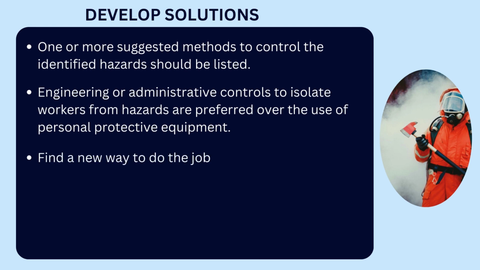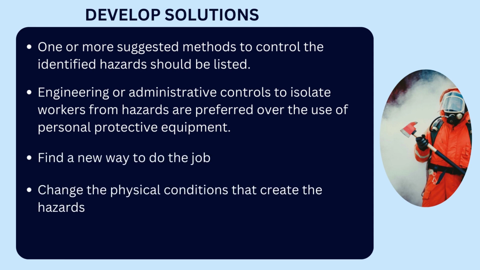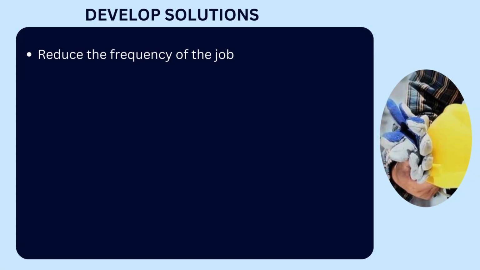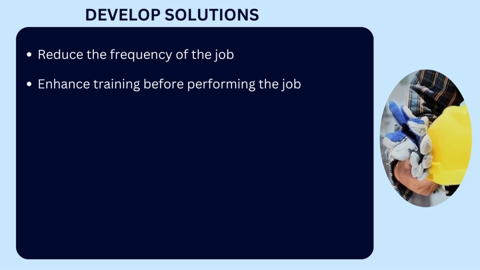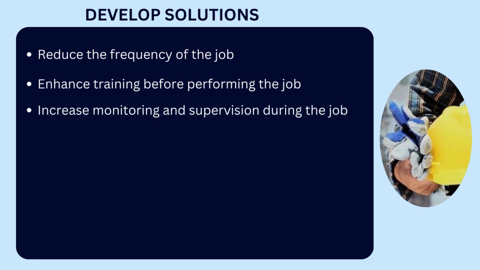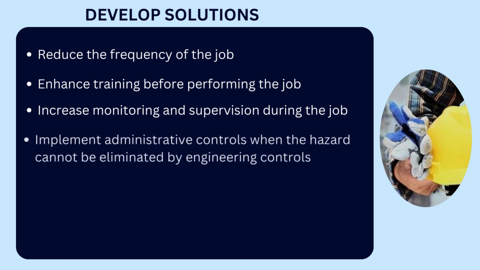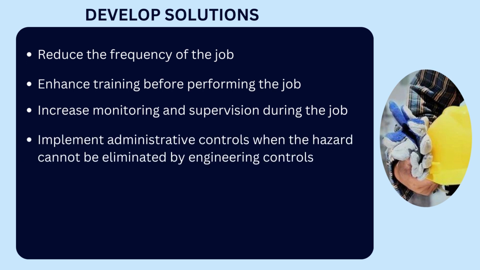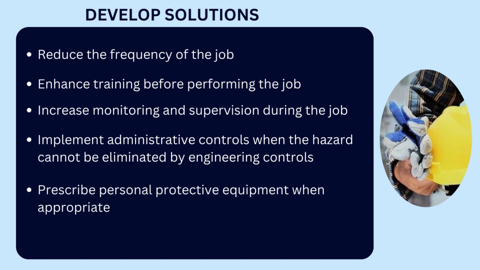Find a new way to do the job. Change the physical conditions that create the hazards. This is a solution. Revise the work procedure or the process. Reduce the frequency of the job. Enhance training before performing the job. Increase monitoring and supervision during the job. Implement administrative controls when the hazard cannot be eliminated by engineering control. Prescribe personal protective equipment when appropriate.